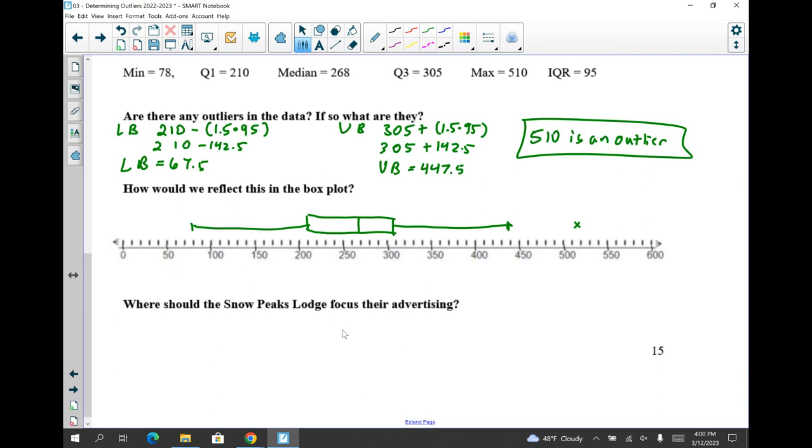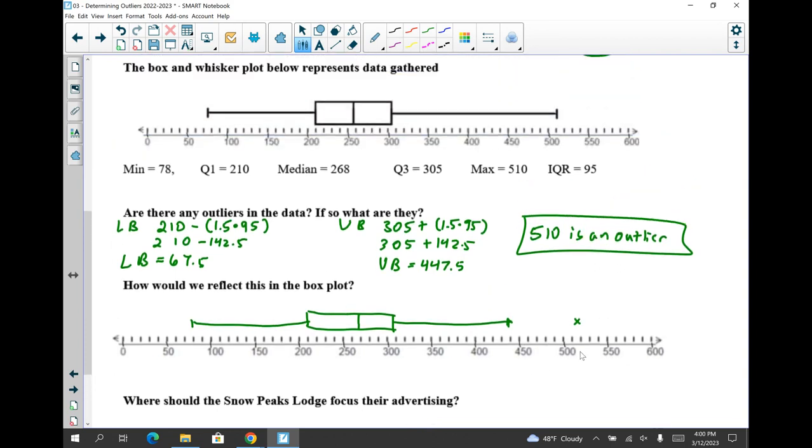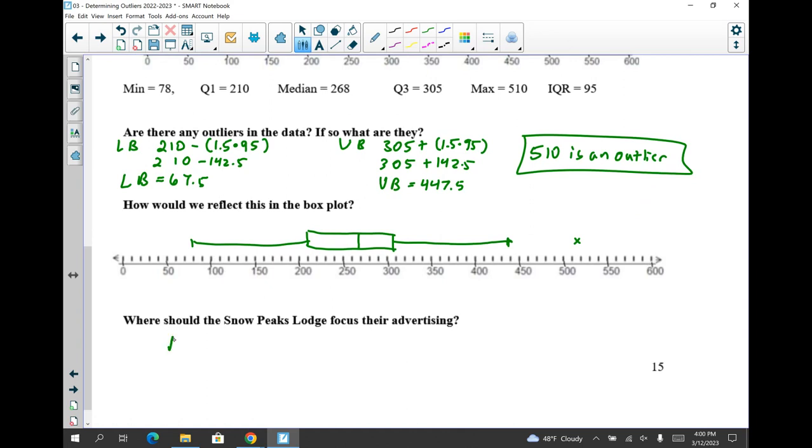So where should Snow Peaks Lodge focus their advertising? Well, if we were saying it was kind of a cost in terms of mileage, I would say that they should advertise between the median and the third quartile, because that's where they're going to get the most bang for their buck.